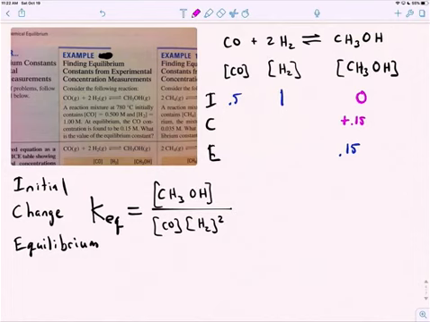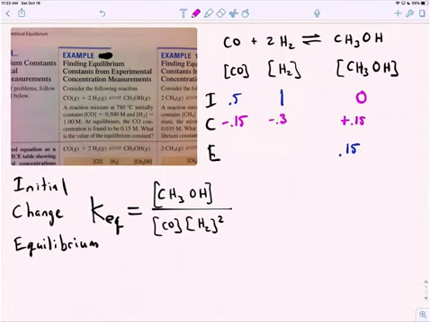So what we can infer from this is that if methanol is gained by 0.15, carbon monoxide will decrease by 0.15. Also, hydrogen will decrease by 0.3, and the reason for this is because there's a 2 in front of hydrogen. This is also called the extent of reaction. So the extent of reaction for this reaction is 0.15.